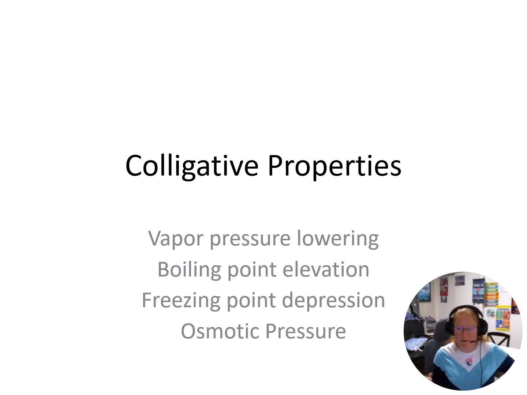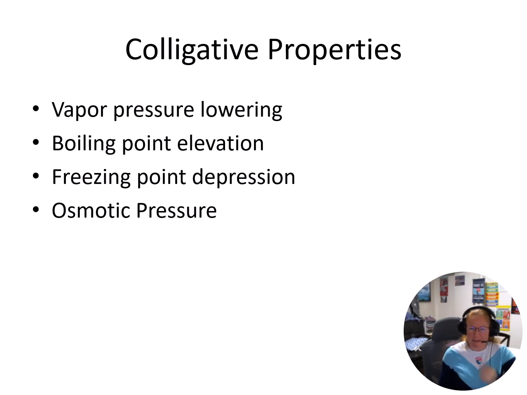Colligative properties refers to the fact that when we make a solution, the properties of our solution are different from the properties of our pure solvent. What ends up happening is the vapor pressure goes down, the boiling point goes up, the freezing point goes down, and we have something called osmotic pressure. So we can take a look at all of these different properties and try to put them into an understanding of what's happening with our solutions.